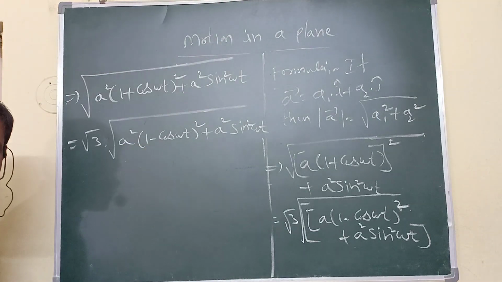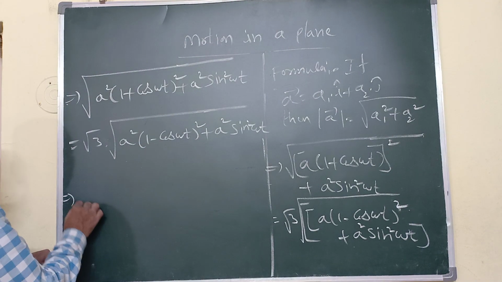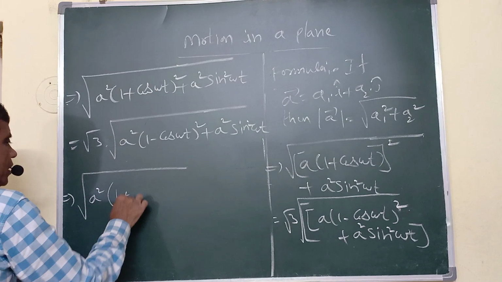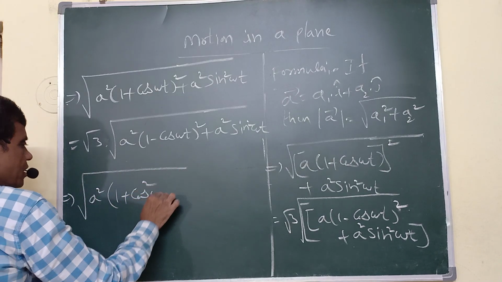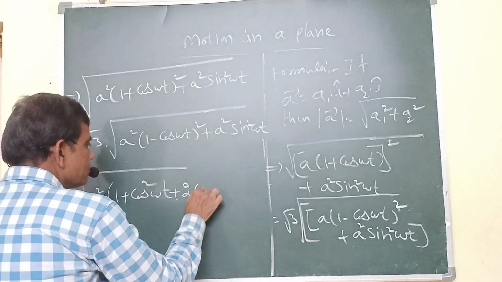This is like A plus B whole square, so A square plus B square plus 2AB. That step I am writing directly. So A square into 1 square, that means 1, plus cos square omega t plus 2 into 1 into cos omega t, 2 cos omega t.